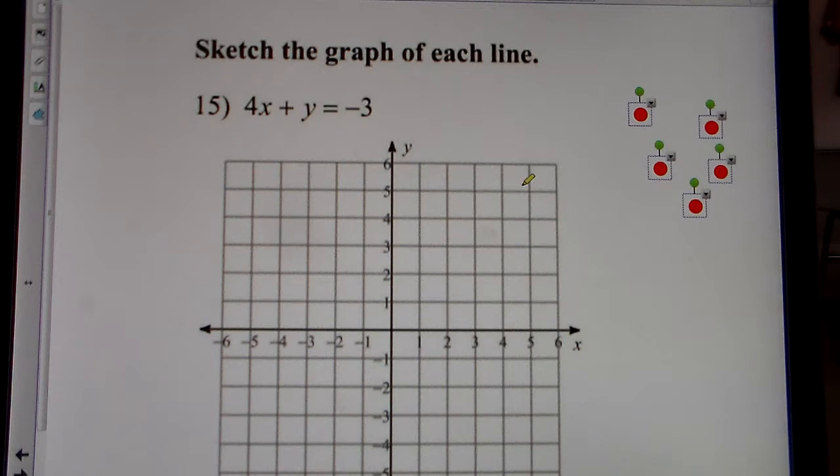All right, next up is number 15. We have standard form. This is when we have to solve for y when we put a 0 in for x. So let's put a 0 in for x. 4 times 0 is 0. So y equals -3. So our y-intercept is at -3, so we plot a point at -3. Then we put a 0 in for y. 4 times x equals -3. We divide by 4 to both sides, and we get x is equal to -3/4. So that's approximately right here.